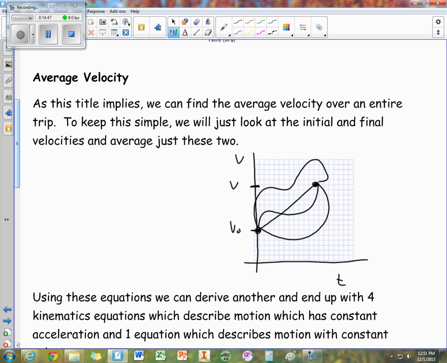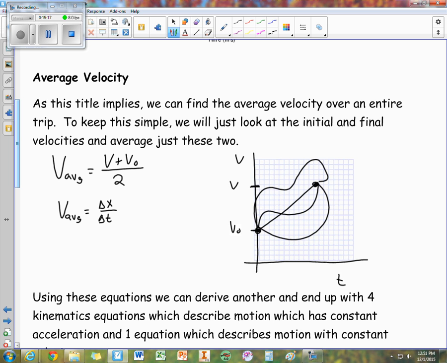Well, to find the average velocity, we just find its average. I mean, it's like finding the mean of something. Add them up, divided by 2, because there's 2 items in the set. Well, something else. The delta x over delta t formula can also be thought of as an average velocity.